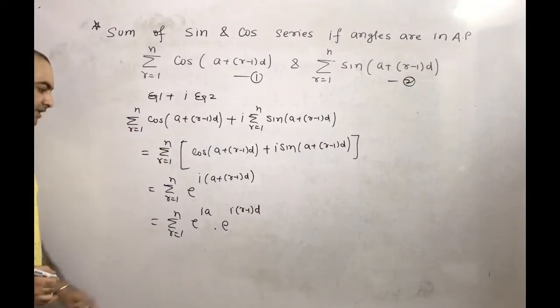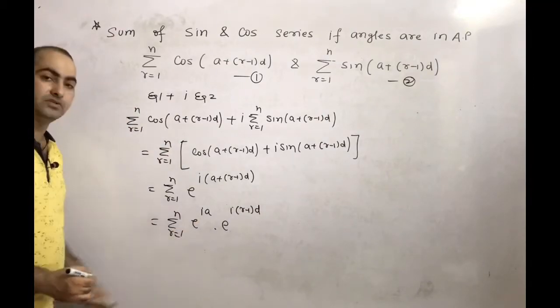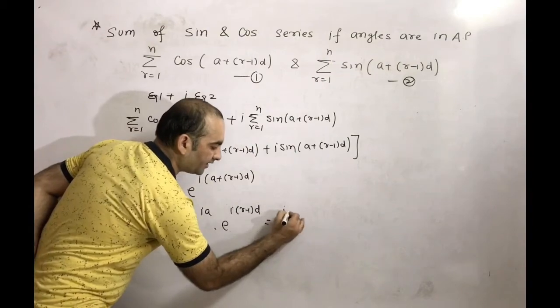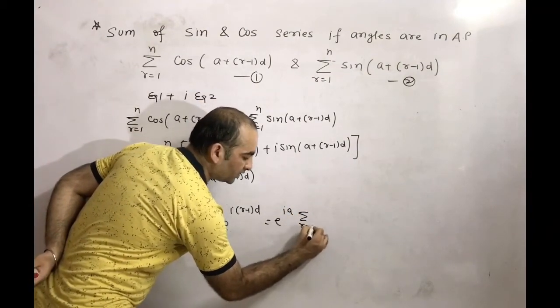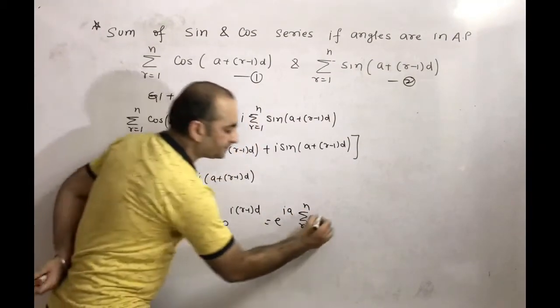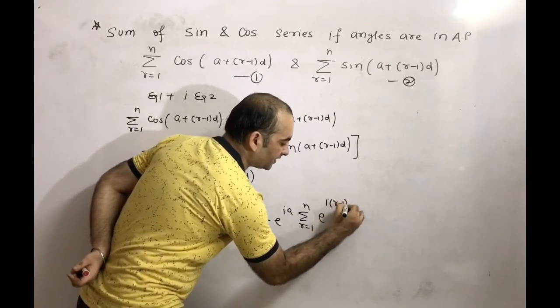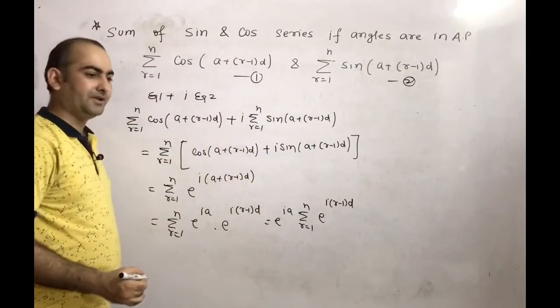Now what do we do? e power iota a we can take common. So this one we can write as e power iota a common, sigma r equal to 1 to n e power iota times r minus 1 into d. This will come. Now we are expanding this one.